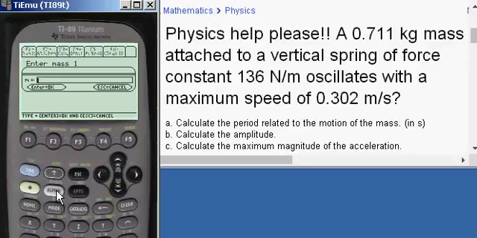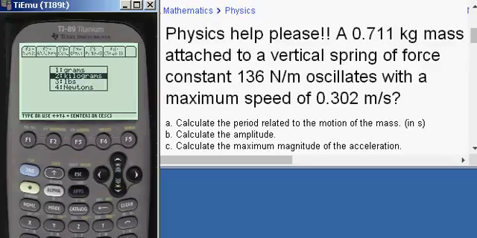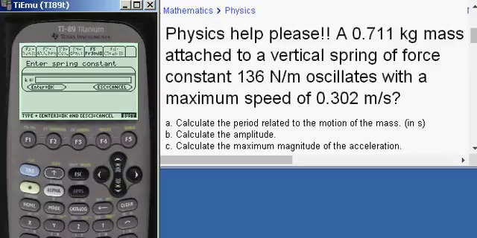You have to press alpha first before you enter anything in these entry lines here. Alpha, the mass is given at alpha .711. Okay, that's given in kilograms, so no conversion is necessary. And we're going to enter the spring constant, 136. Alpha 136.